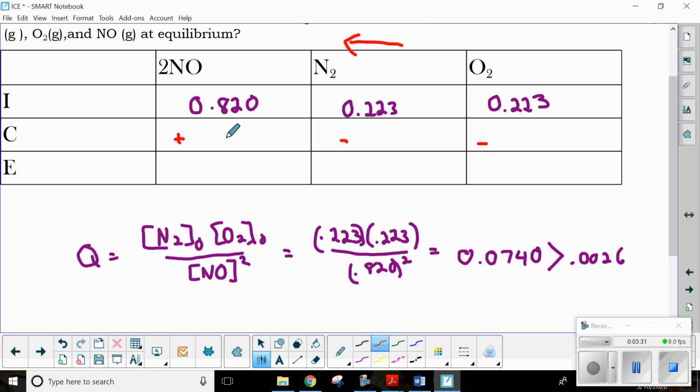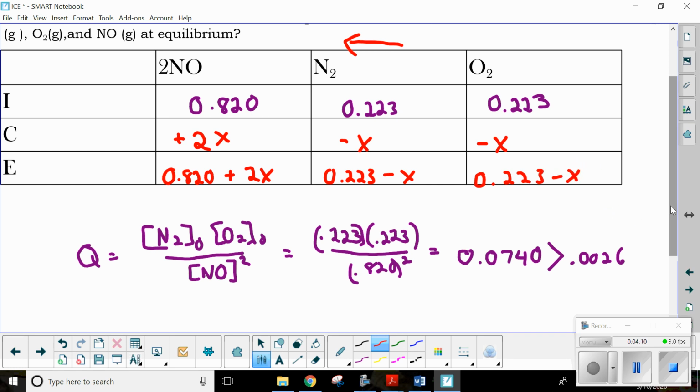And then, I don't know how much I'm going to shift it by yet, but it's going to be double the amount of what I'm going to do for my nitrogen and my oxygen, because I've got a molar ratio of 2 NOs to every 1 N2 and 1 O2. And so at equilibrium, my expression is going to be 0.820 plus 2x, and then I'm going to have 0.223 minus x here, and the same thing here.